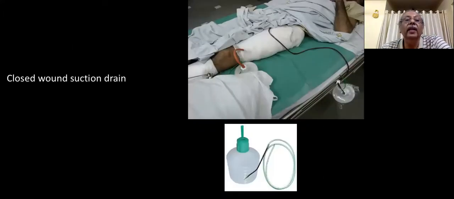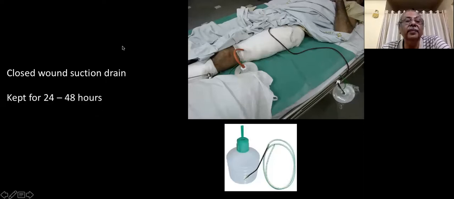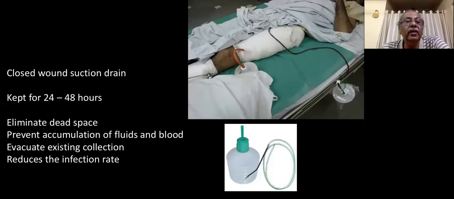Then finally, a patient with the suction drain may be there, and then they will ask you regarding closed suction drain. How long will you keep it? Usually for 24 to 48 hours. What are the advantages? Eliminate dead space, prevent accumulation of fluid and blood, evacuate existing collection, and reduces the infection rate. So these are the advantages.